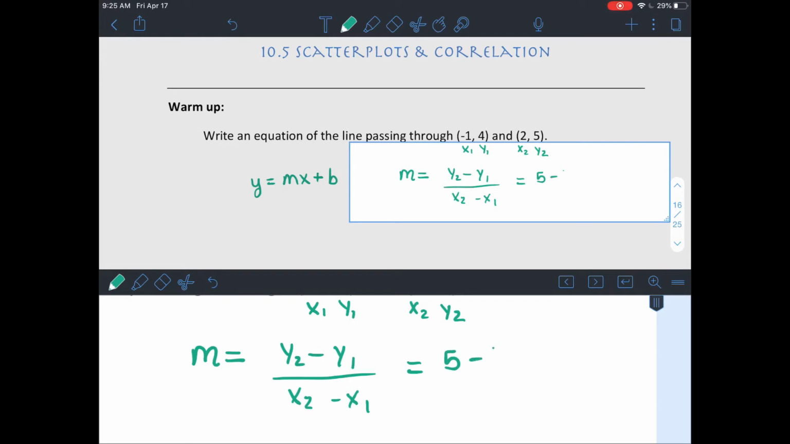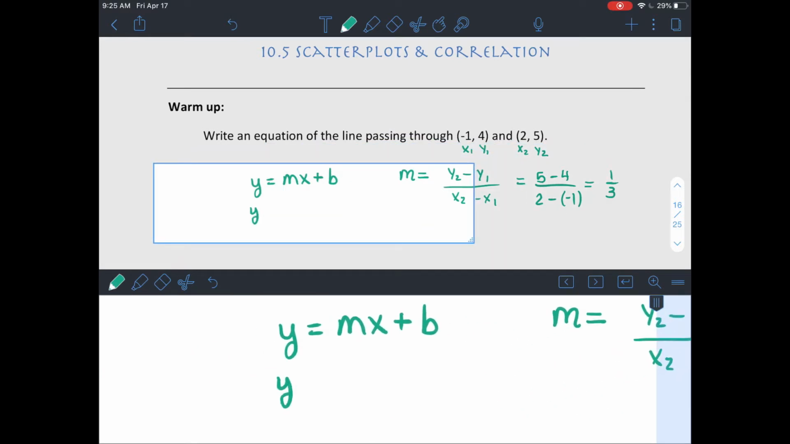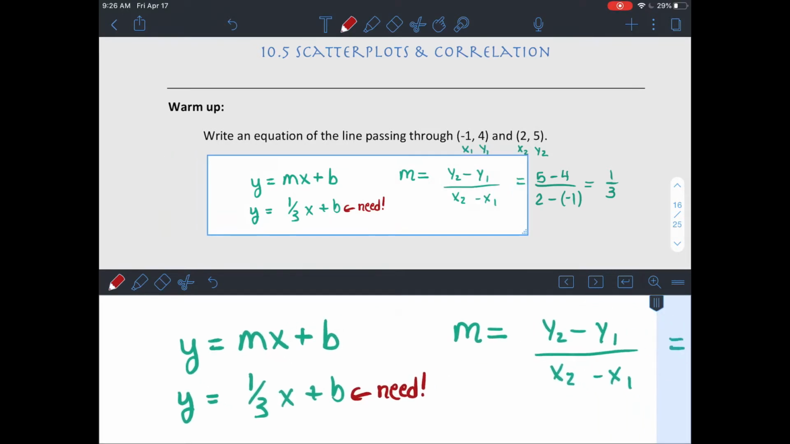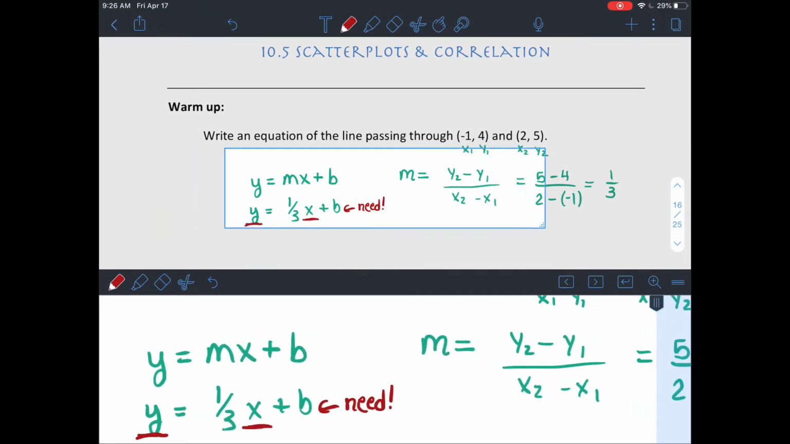For this line, you subtract 5 and 4, and on the bottom 2 and your other x coordinate, -1. You're going to end up with a slope of 1/3. So you've got your slope, but you still need your y-intercept. You have an x and y value that you can use to get that y-intercept if you plug them in for x and y.